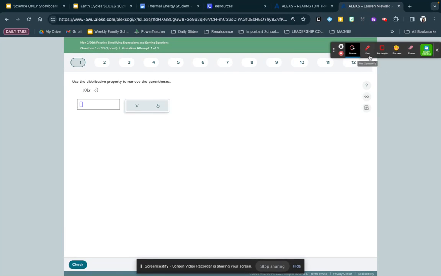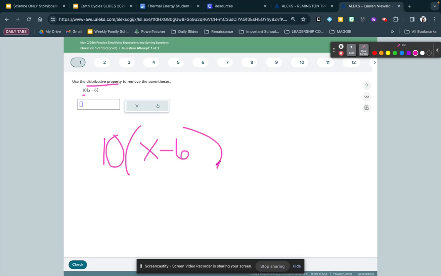The first part of this assignment is asking you to distribute, right? And if you remember, distribute just means to take any number that's shoved up against your parentheses on the outside, and you are going to multiply it by all of your terms inside your parentheses. So I need to multiply 10 times x and then 10 times 6. Okay. So 10 times x is just 10x, right?